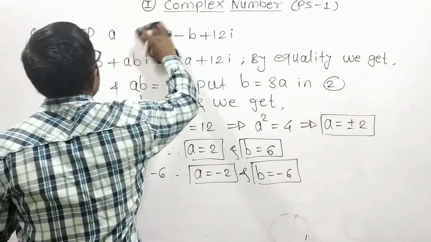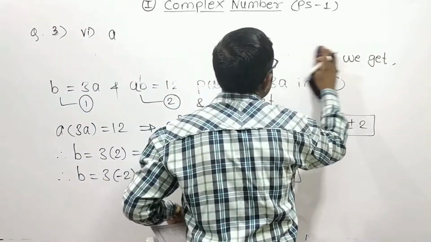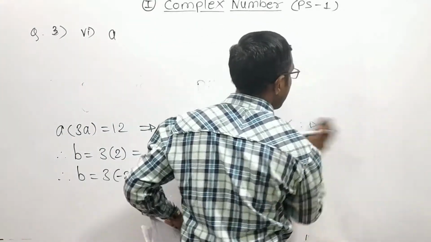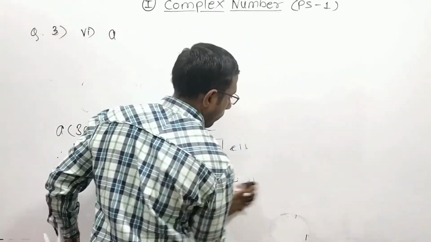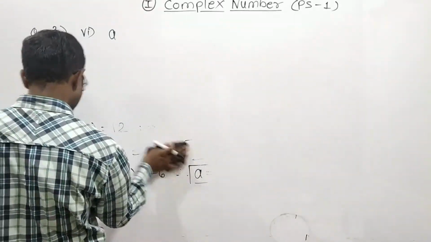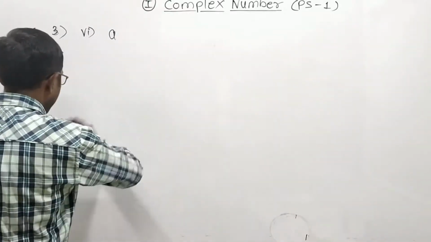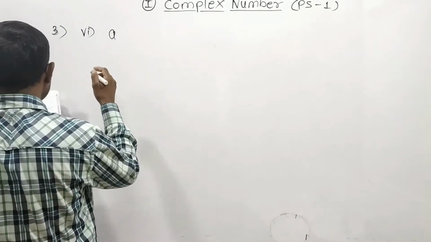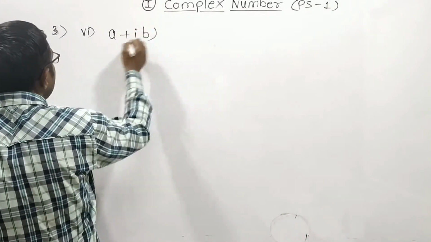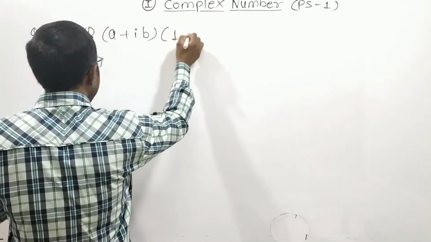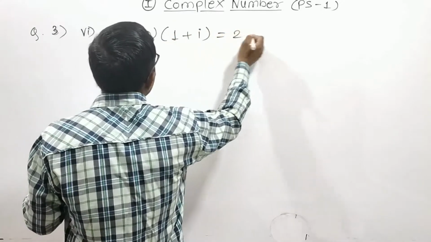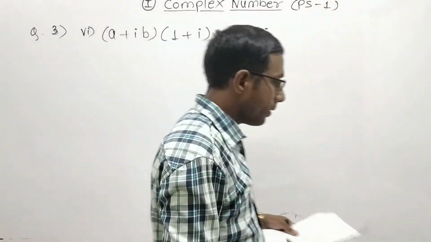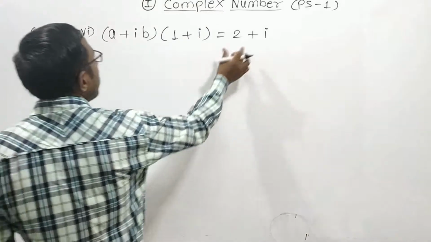It is a plus ib, or you may write it as a plus bi, multiplied by 1 plus i, is equal to 2 plus i. Let's see. On the right side, we have one complex number.